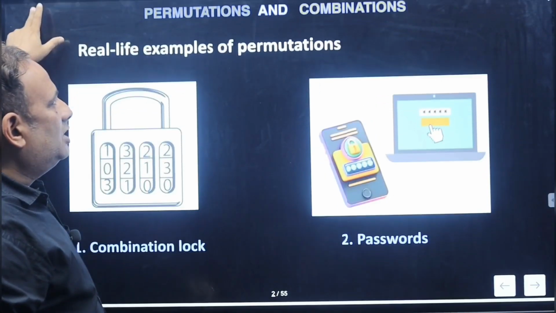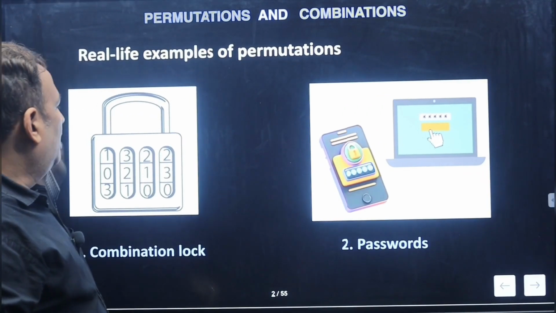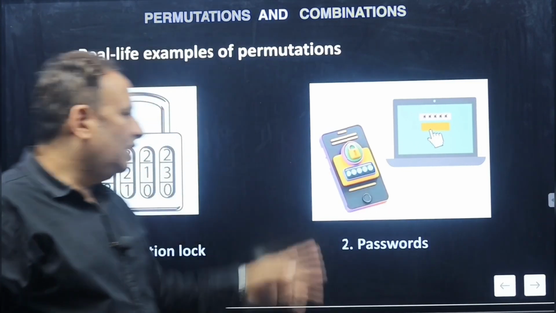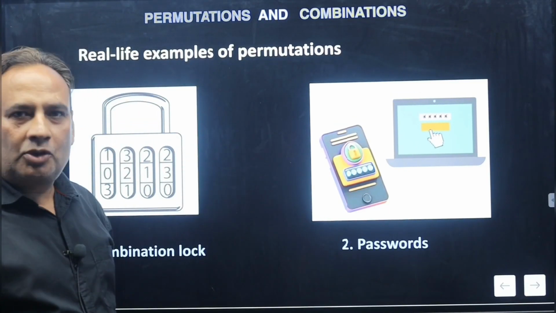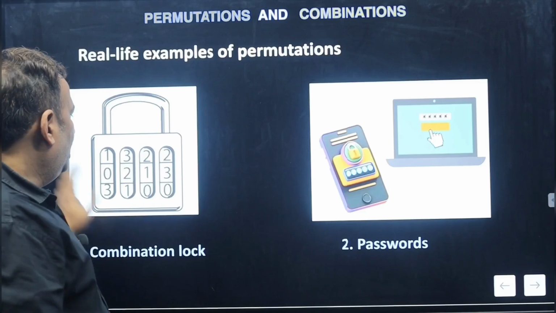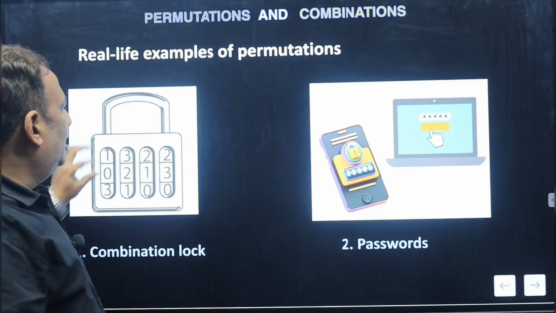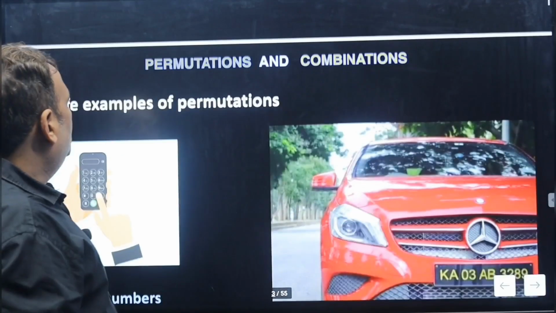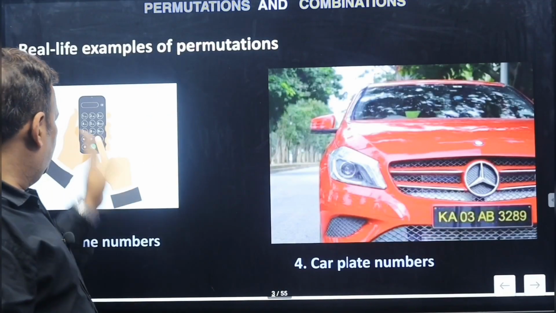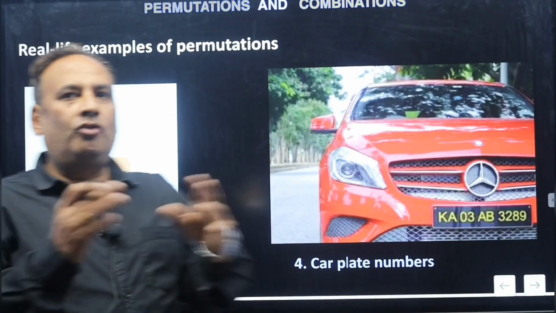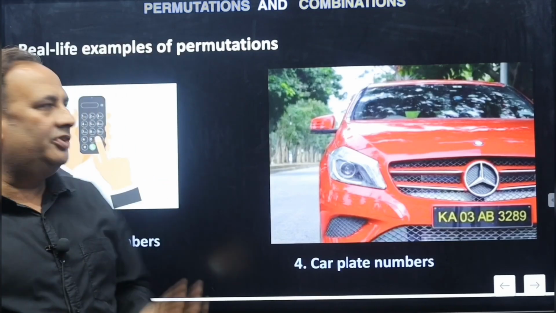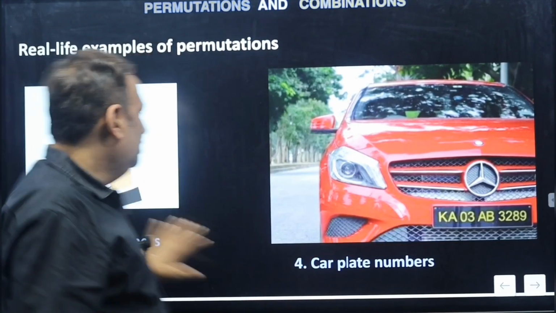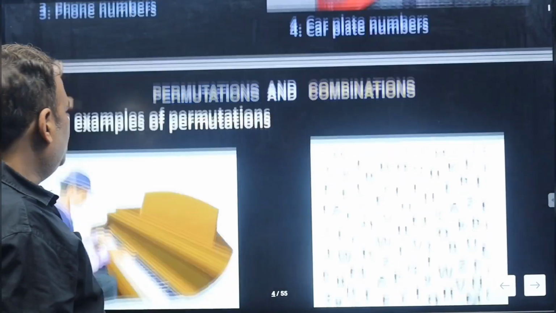In real life, what is the use of permutations? Suppose combinations of locks, passwords we use in our laptop, in our mobile, and if a particular series of numbers is entered, then only this lock will open. This signifies permutations. Can you see here, these are some phone numbers, particular phone numbers, different persons have different numbers, which is also the identification number. Nowadays, car plate numbers are there. These are examples of permutations.